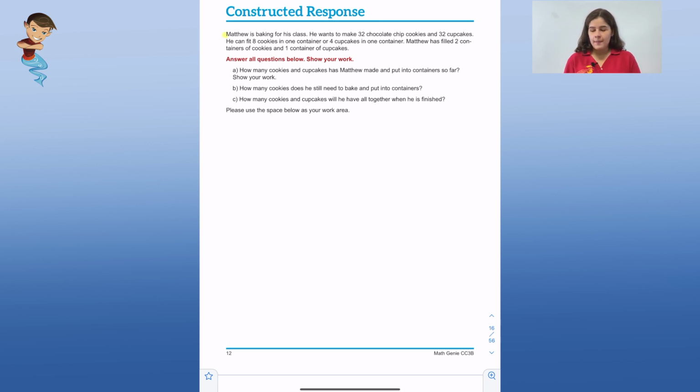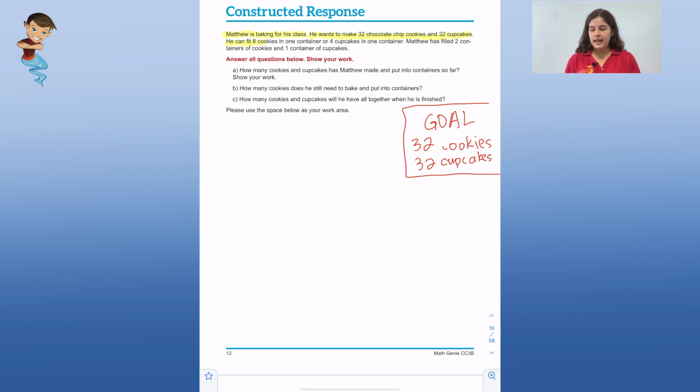So here we have Matthew is baking for his class. That's our situation. He wants to make 32 chocolate chip cookies and 32 cupcakes. So we could say his goal is 32 cookies and 32 cupcakes. We're more than likely going to use all of this information in our problem, so it's good to have it at the top of our page in very simple language.